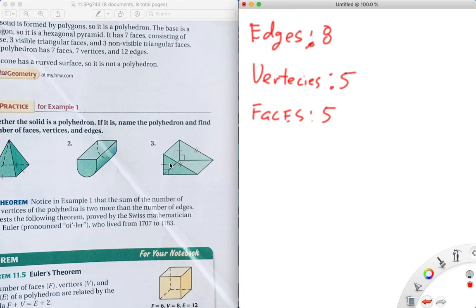For number three, the triangular prism, I have edges. I have 1, 2, 3, 4, 5, 6, 7, 8, 9. I count 9 edges. Of course, you can always double check if you got to count these by hand. 1, 2, 3, 4, 5, 6, 7, 8, 9 edges. Vertices, I got 1, 2, 3, 4, 5, 6. I count 6. And then faces, I got 1, 2, 3, 4, 5. 5 faces. Don't like those numbers. But yeah, you can count them.